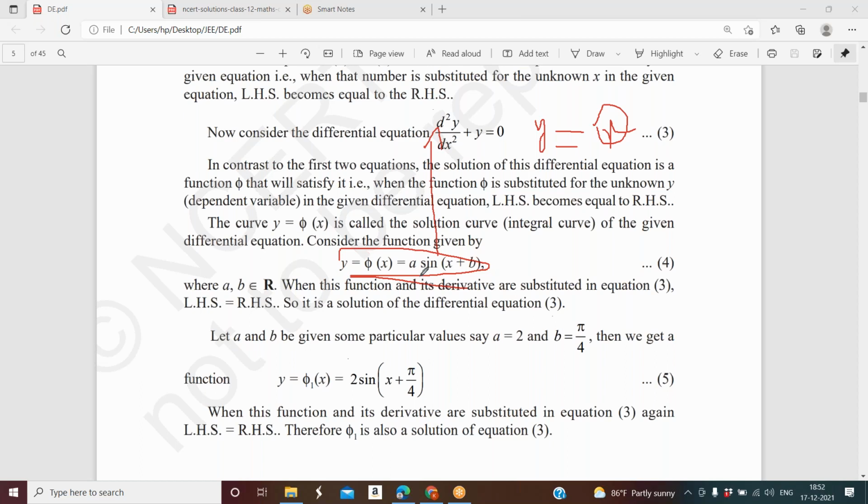Suppose I give particular values for these two arbitrary constants. Suppose I am assigning 2 for A and pi by 4 for B. Then this will become 2 times sine of x plus pi by 4. Then this is called a particular solution because I'm giving particular values for the constants A and B. So this is called a particular solution.